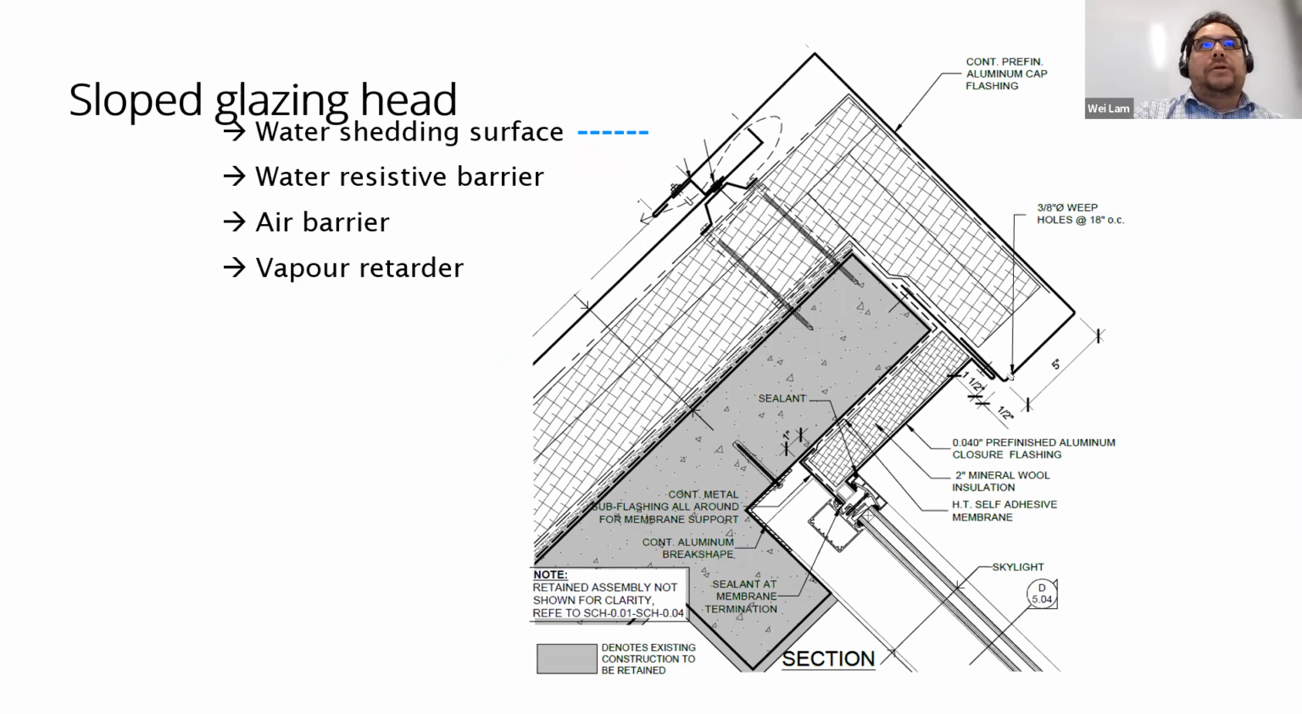So just to look at the barriers again, the water shedding surface is that primary, most exterior surface. The water resistive barrier is a bit buried below that, where water could be managed ultimately, but it's the last line of defense for water. The air barrier in this case is also in line, in the same plane with that water resistive barrier.